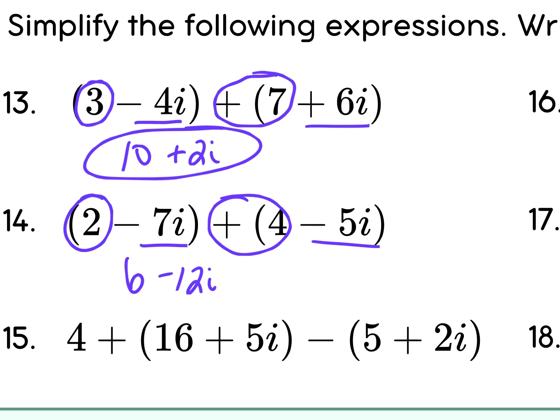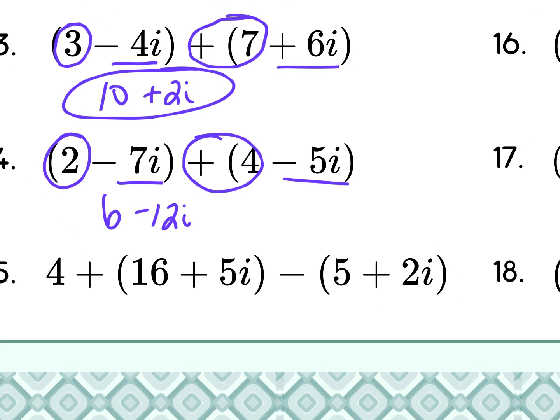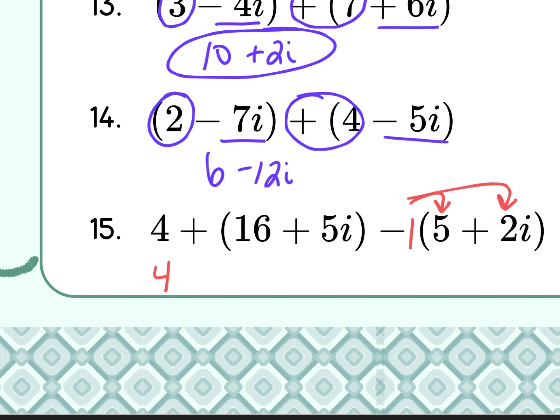All right. What do we have to do with 15 before we can start combining like terms? The parentheses first. Okay. I have to do what? Distribute the negative. Do you see this -1 right here? I have to distribute that first. So let's go ahead and just rewrite. I have 4 plus 16 plus 5i minus 5 minus 2i.